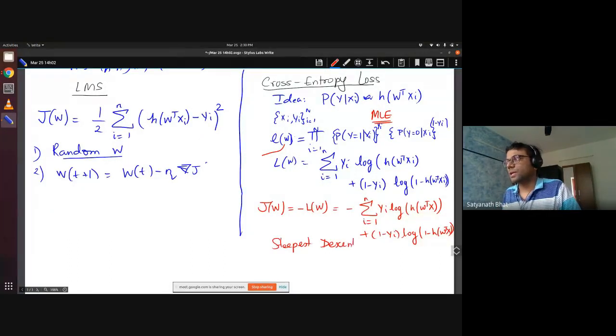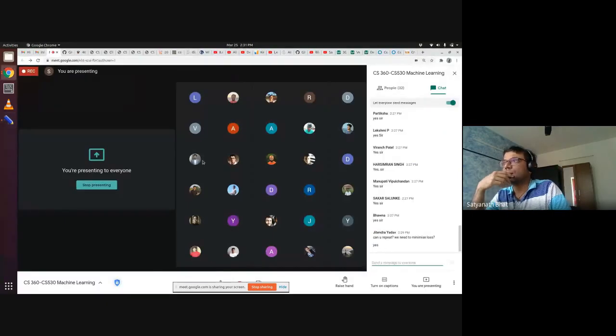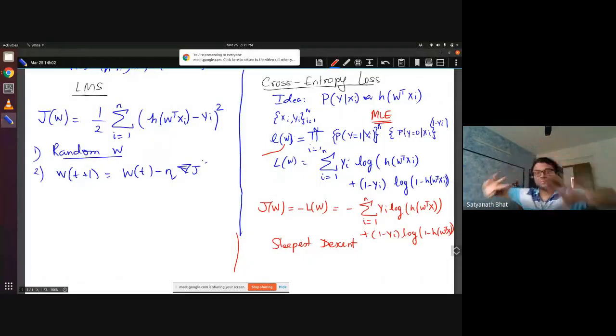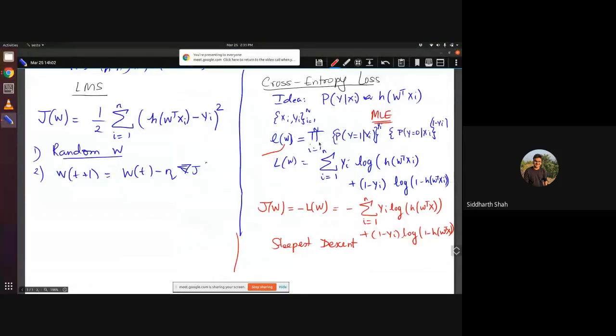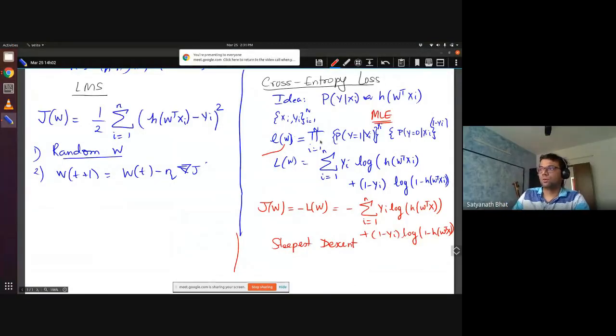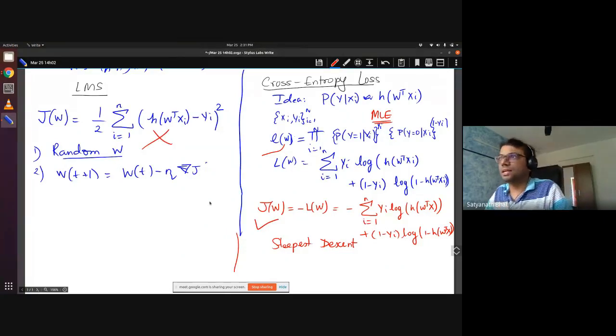Now my question to everybody is, how do you know which of the two is better? One way is, of course, you can do programming and find out, but otherwise, how do you know? Sir, we should know which of the functions is convex, then we will be able to get to the global minimum. Okay, so this one is convex, this is not.